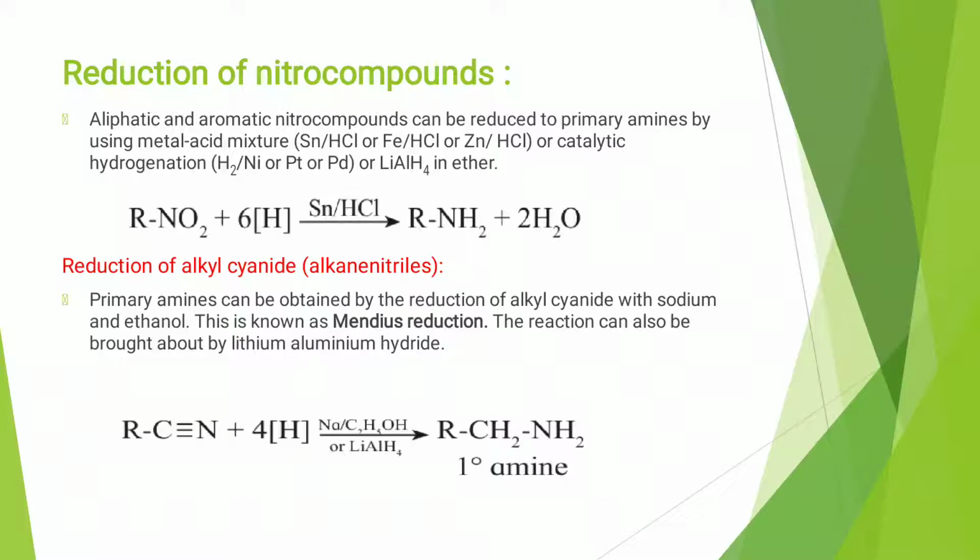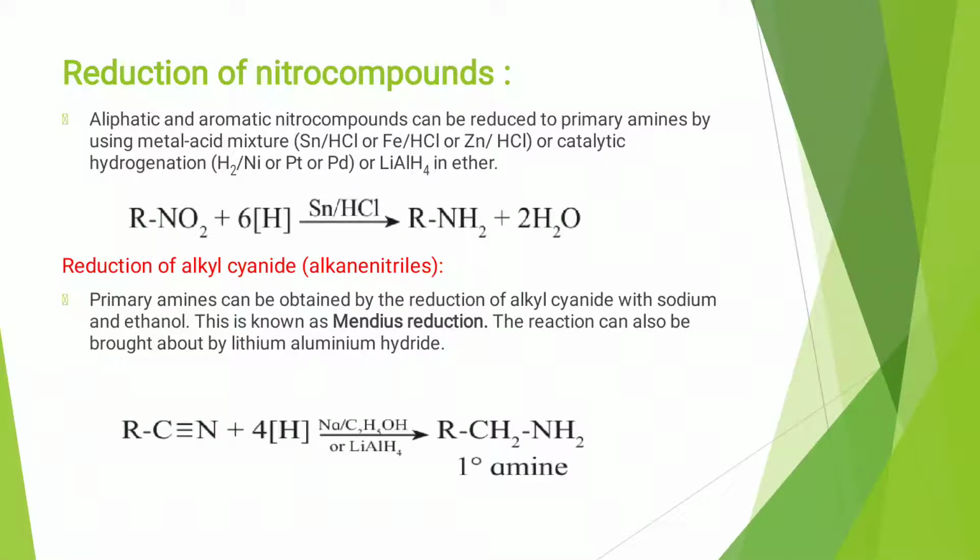Next, reduction of alkyl cyanides, that is alkane nitriles. Primary amines can be obtained by the reduction of alkyl cyanide R-C≡N with sodium and ethanol, or lithium aluminum hydride can also be used. This reaction is known as Mendius reduction. It can also be brought about by lithium aluminum hydride.